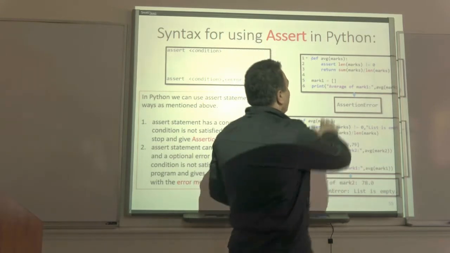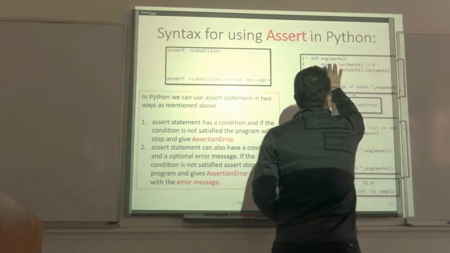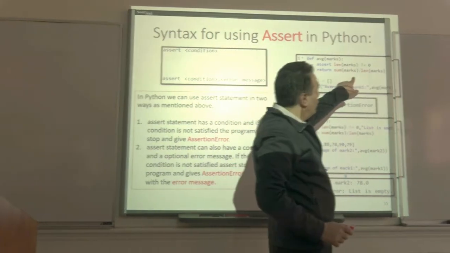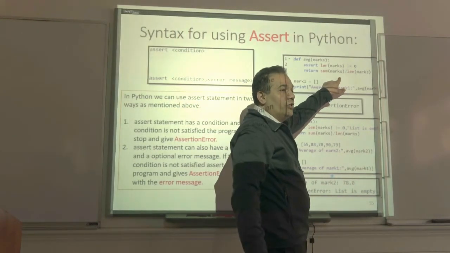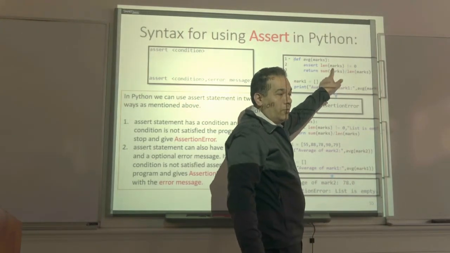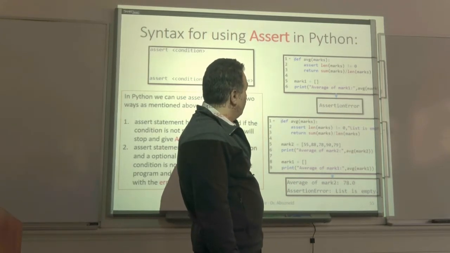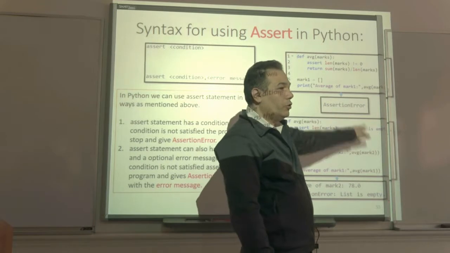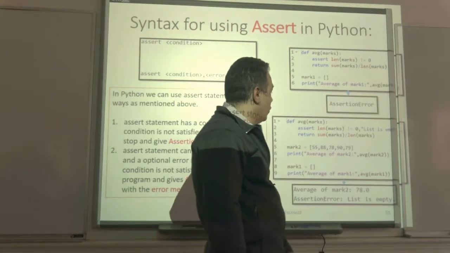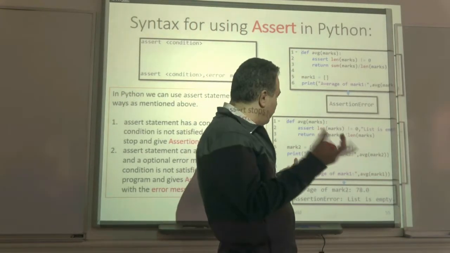If you don't put this line in here, what will you have? Division by zero, which is a big problem. It'll just throw an error. Exactly, it will give you an assertion error. That's what an assertion error is.